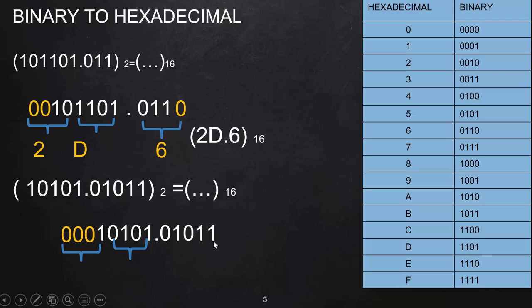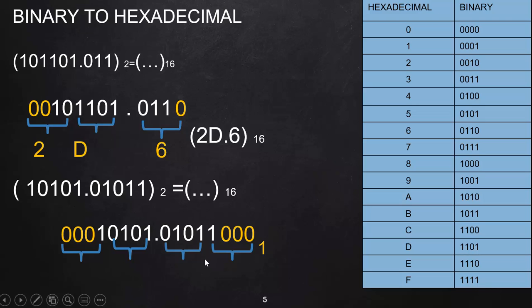Next, consider the fractional part separately. Here we need to proceed from the point just after the decimal point and proceed towards the right and make groups, and each group must contain 4 bits. So this is the first group of this fraction, and here also it is left with only 1 bit. So we need to append 3 more 0s to the right end. So it makes a full group here.